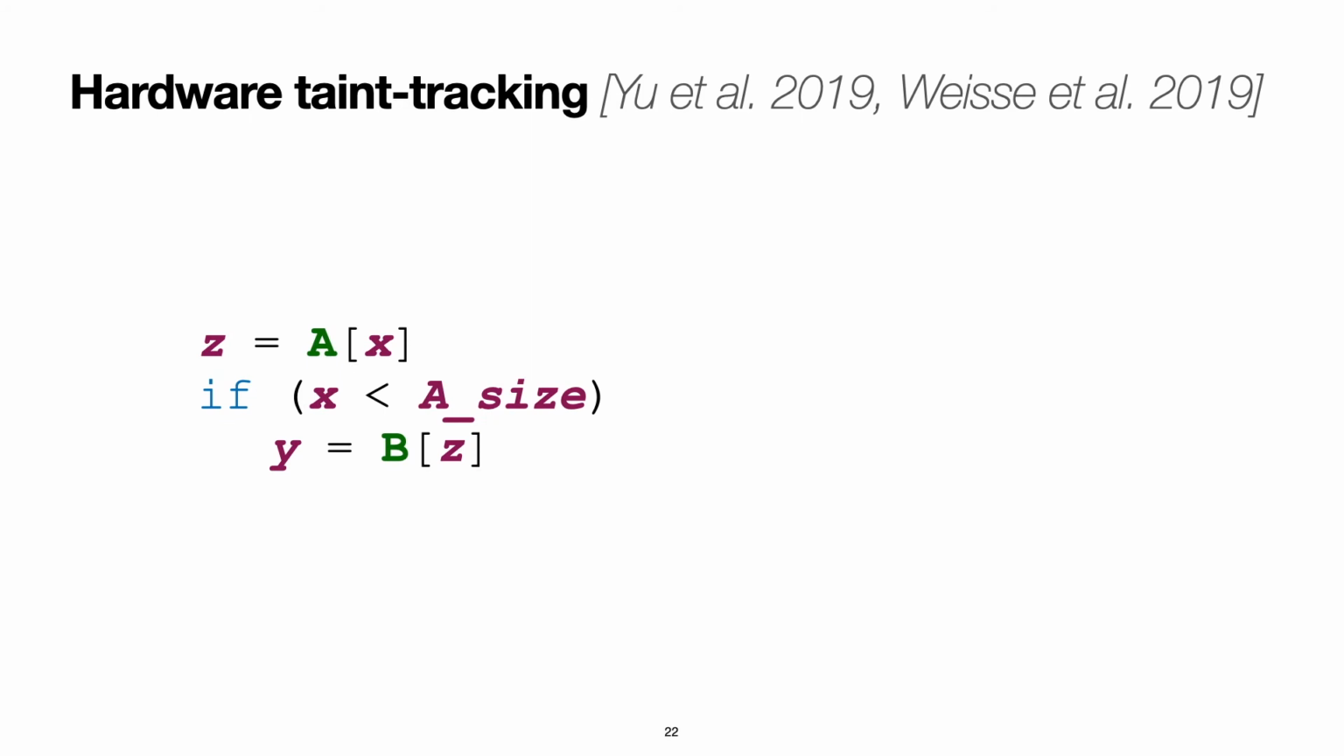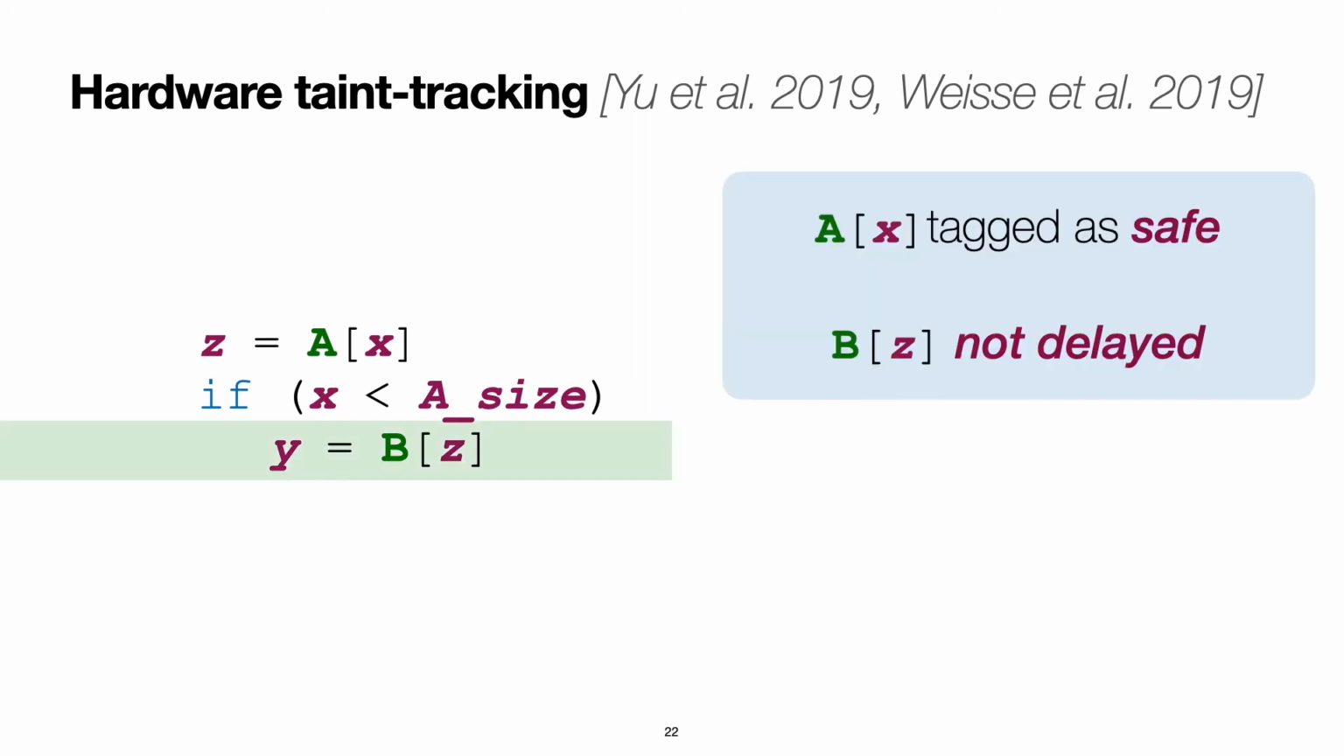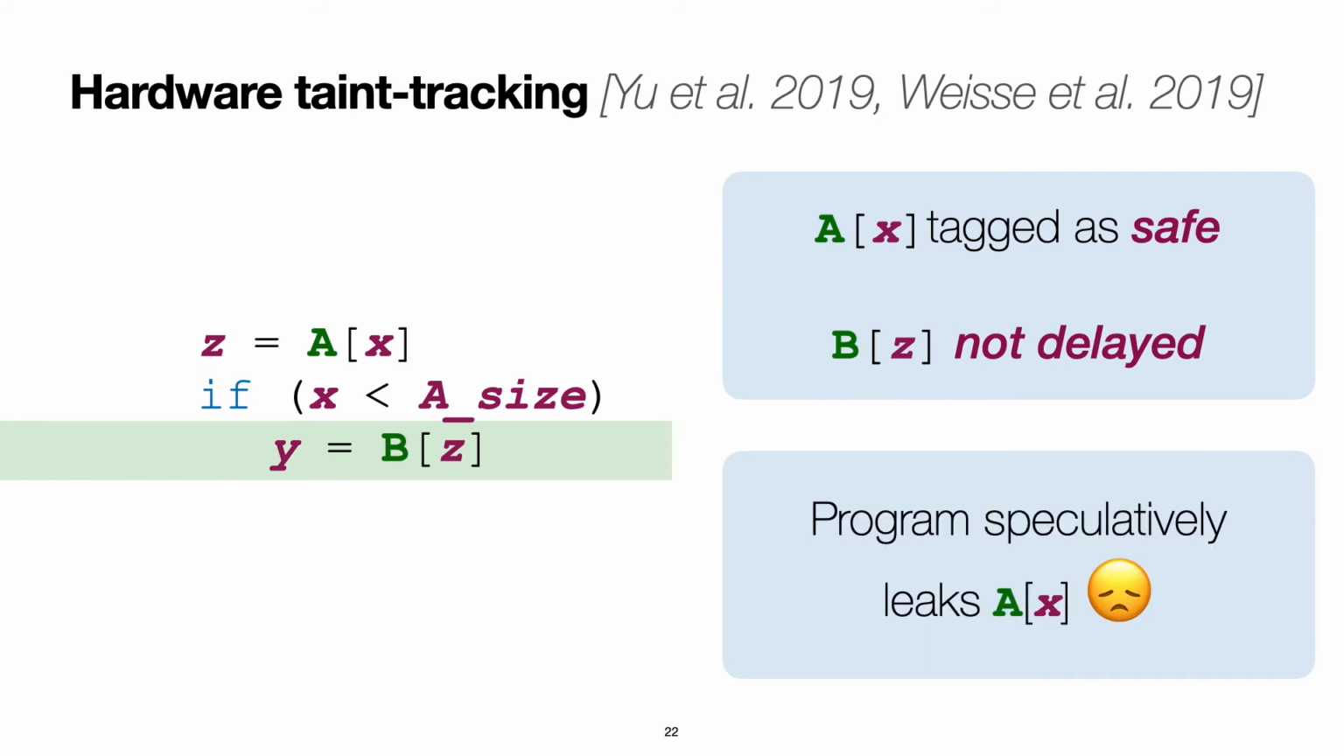Consider, however, a variant of the Spectre snippet where the first memory access happens before the branch instruction. Here, Z is tagged as safe since the load is non-transient, and therefore neither NDA nor STT delay the second memory access. So A of X is leaked speculatively.